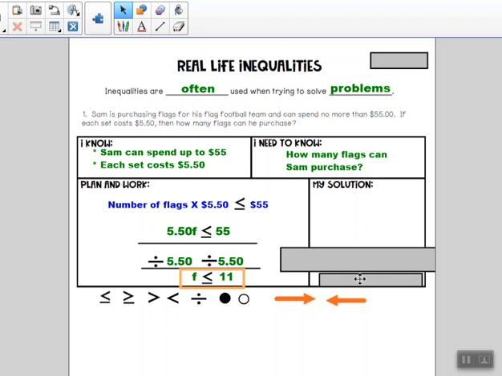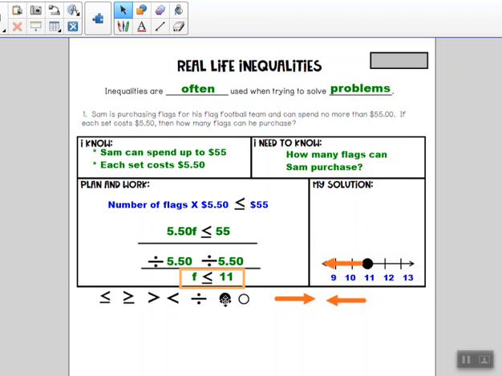What we want to do now is graph that. So on the number line over here, we want to first think about the numbering of it, all right? And if he can buy up to 11, we're going to number close to 11. I put 11 in the middle, and I want 12 and 13 going this way, and 10 and 9 going this way. And I want to graph that.